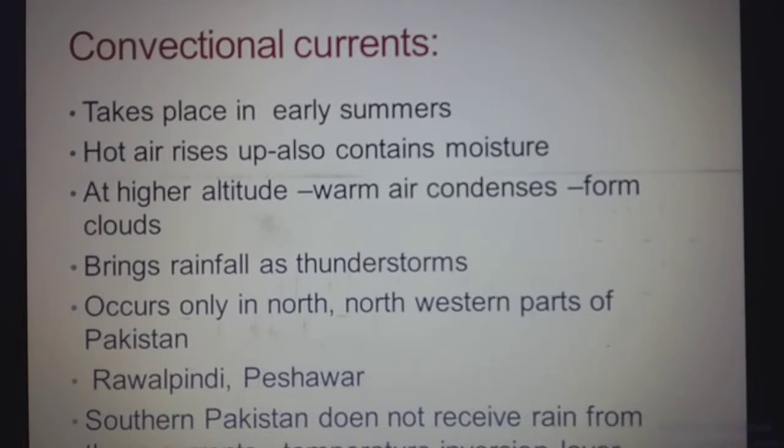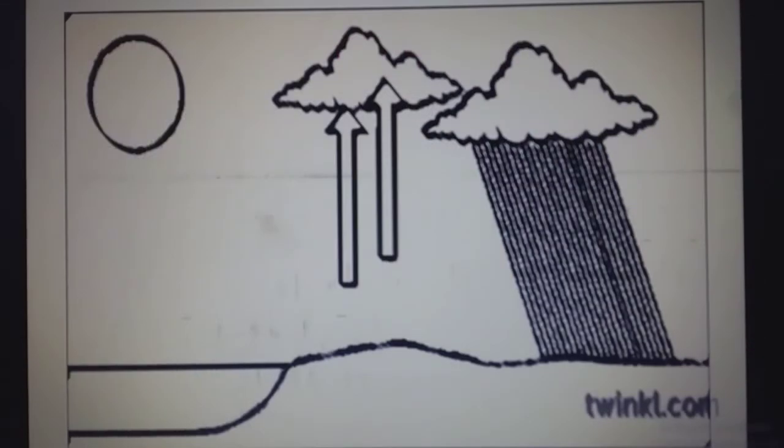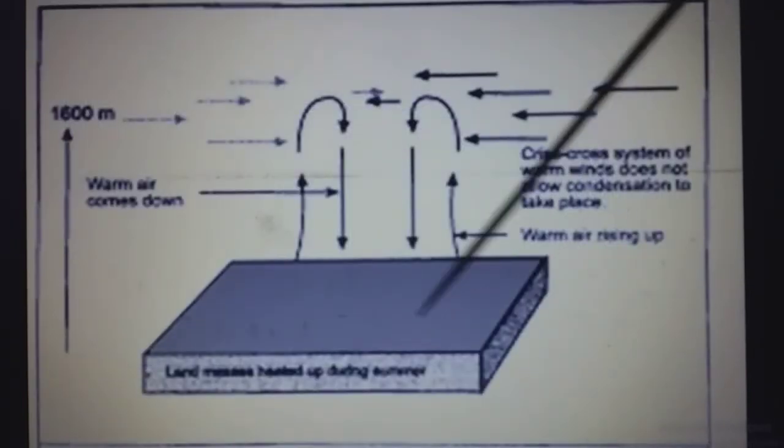And why is that so? Because of the temperature inversion layer. Now what is this temperature inversion layer? We'll look at it in a while. Now looking at this diagram, this is what happens during the convectional currents. The land gets heated up, hot air rises up, it condenses to form clouds, and these clouds then bring rain in the form of thunderstorms in Rawalpindi and Peshawar. You got to keep that in mind as well.